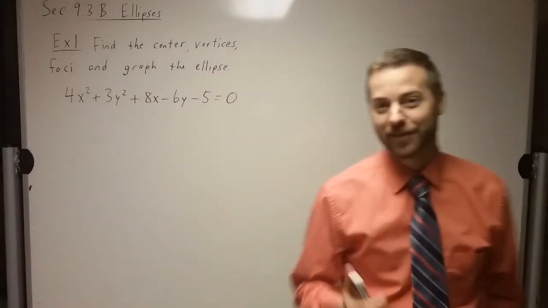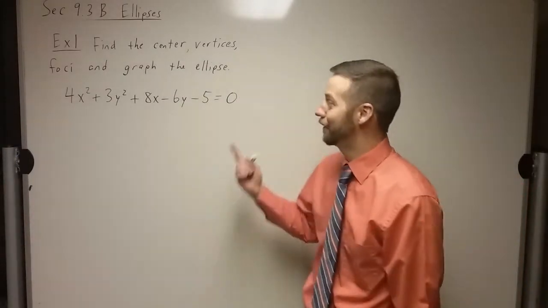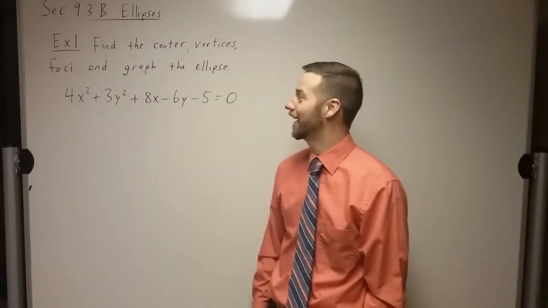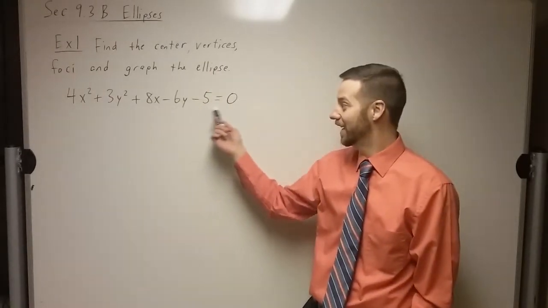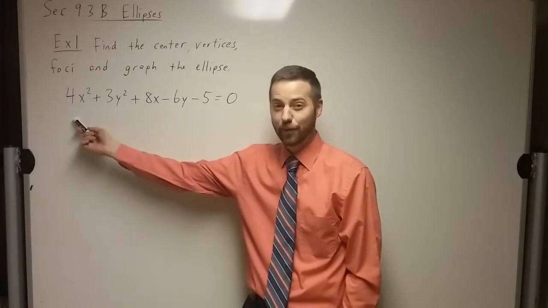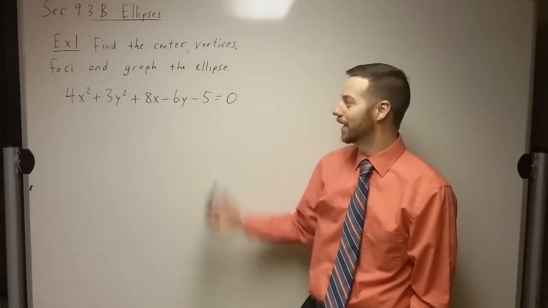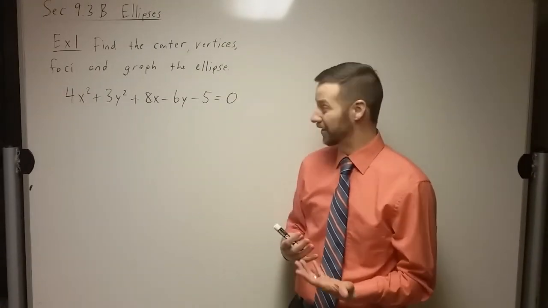So, very first example I want to do today, we're going to try to find the center, vertices, foci, and graph this ellipse. Now, from what we saw about ellipses the other day, this is not the format of the standard equation of an ellipse. This looks way wrong, basically.